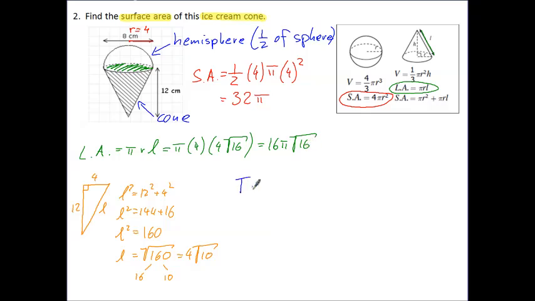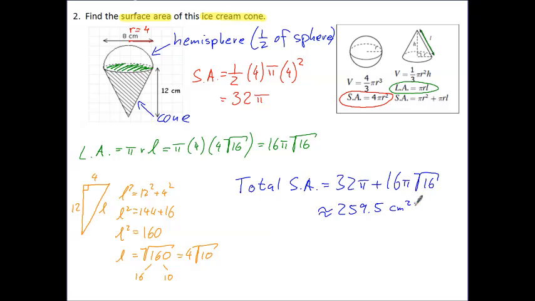So then our total surface area is equal to 32 pi plus 16 pi times the square root of 16. And now you can go ahead and punch it into the calculator, and that's approximately 259.5. What is our unit? We have been dealing with centimeters, and we have a surface area. Areas are always squared, so centimeters squared. There's our answer. And now let's move to our last example.